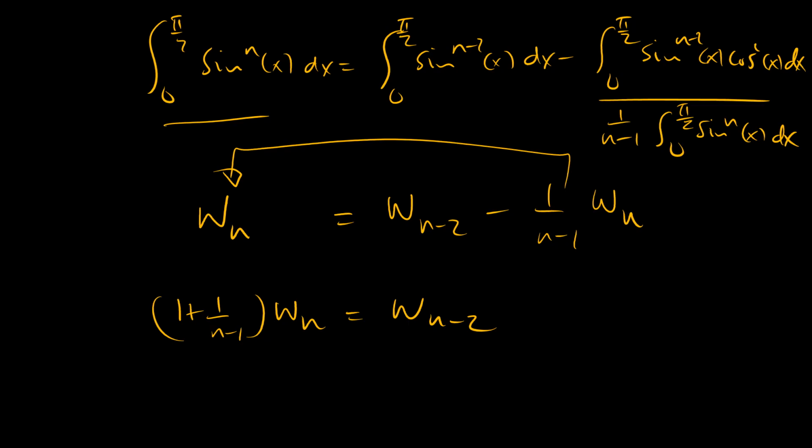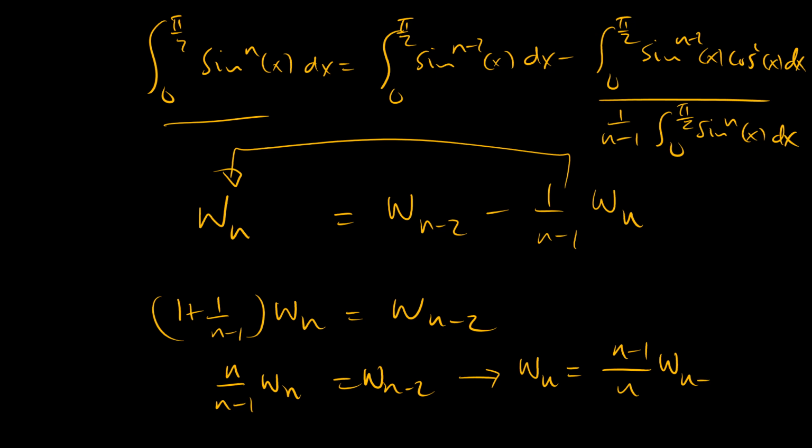And this becomes n over n minus 1 Wn is equal to Wn minus 2, meaning that Wn is the same as n minus 1 over n Wn minus 2. This is very, very important.